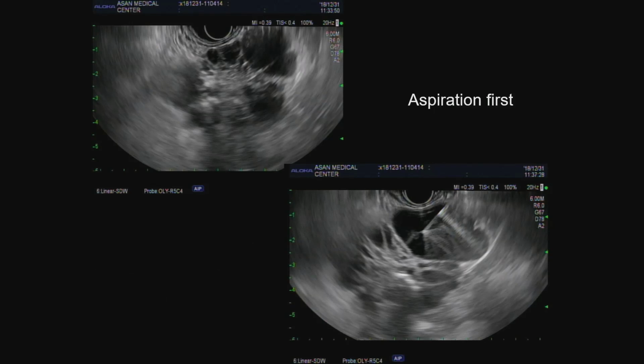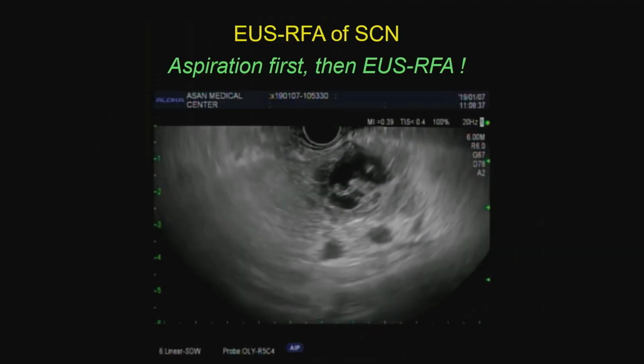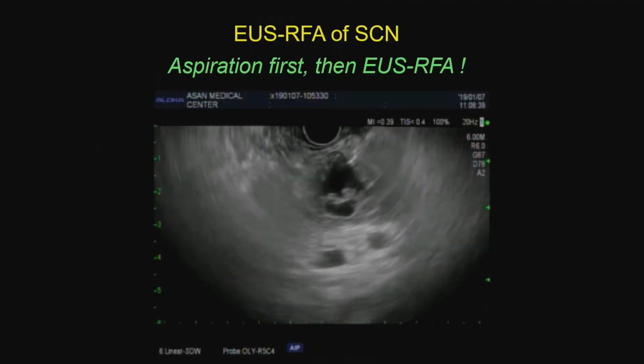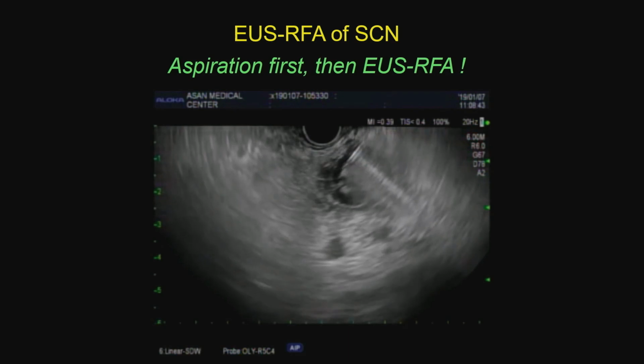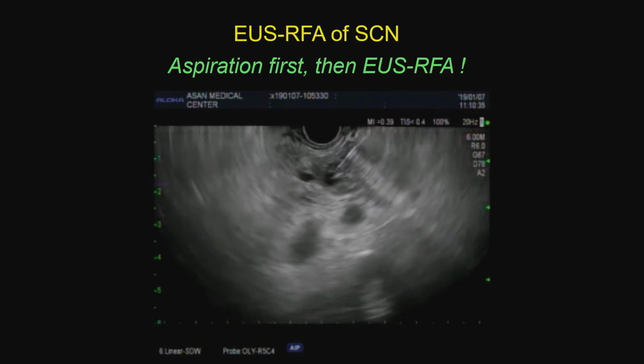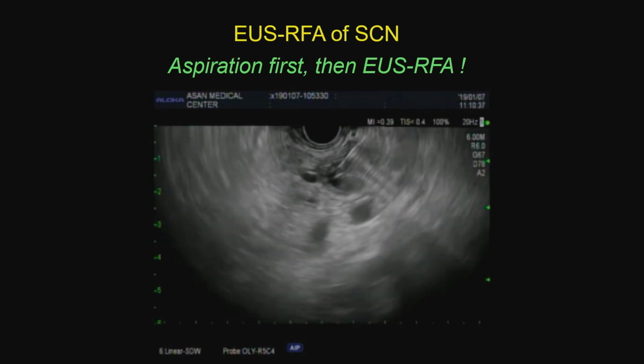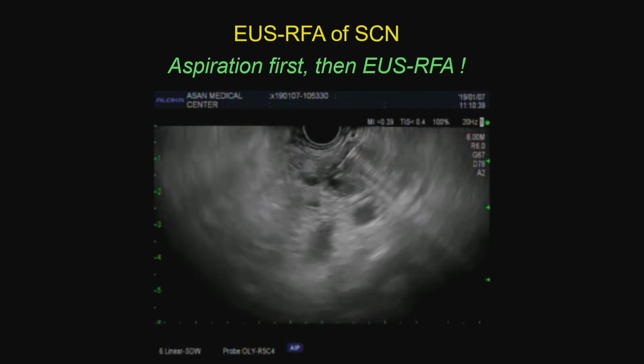Upon EUS, it showed the central stellate scar and also multiple divided locules. So we did EUS-guided cystic fluid aspiration first to make the septum more crowded before RFA. This is EUS video at the time of RFA. After cystic fluid aspiration, the cystic tumor became a little smaller and the septum became more crowded.